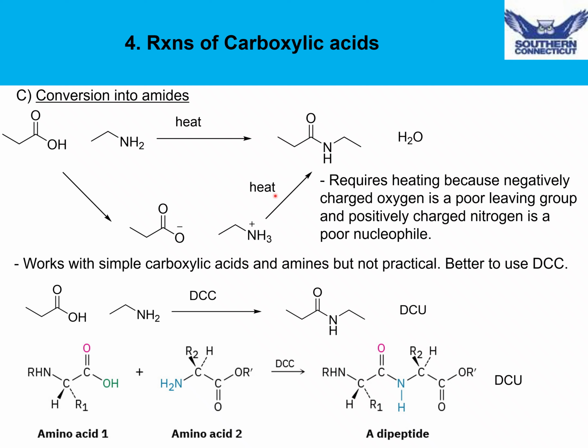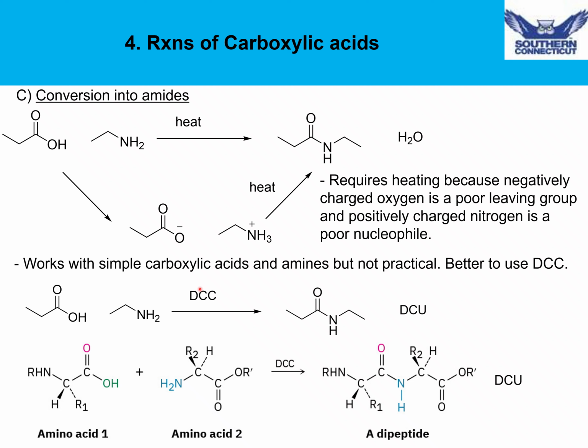Now, a much easier way, and usually the way that we try to do this conversion, is by taking a carboxylic acid and an amine, and instead of heating it, using DCC. DCC will convert an amine and a carboxylic acid into an amide. And then there will be a byproduct of DCU. Note that we saw a similar example earlier with esters. So we could use an alcohol and a carboxylic acid to make esters with DCC.